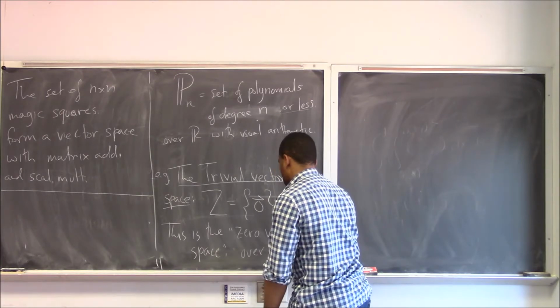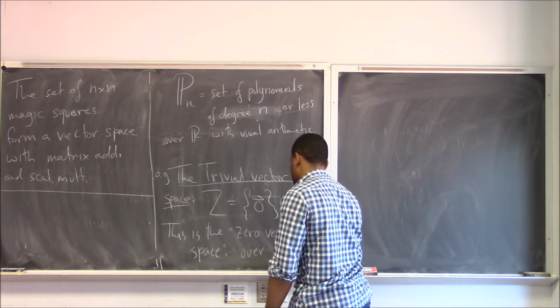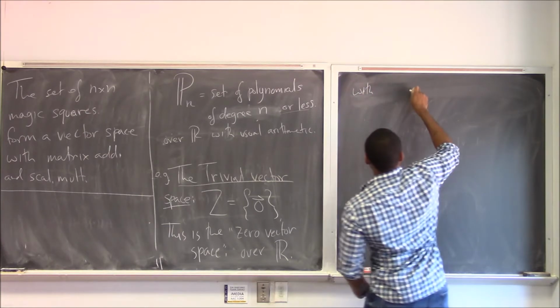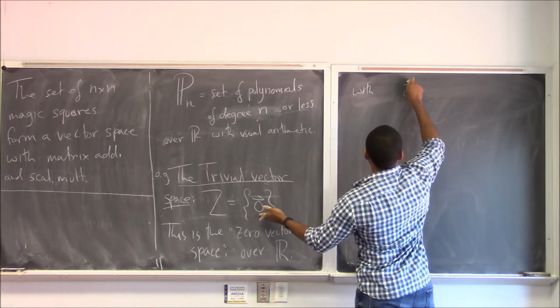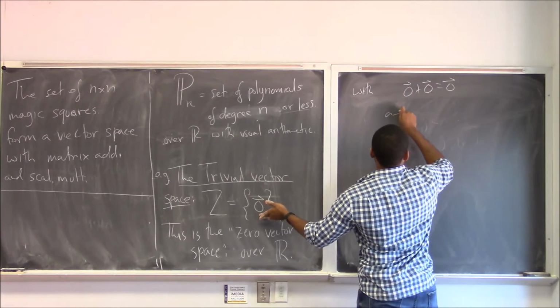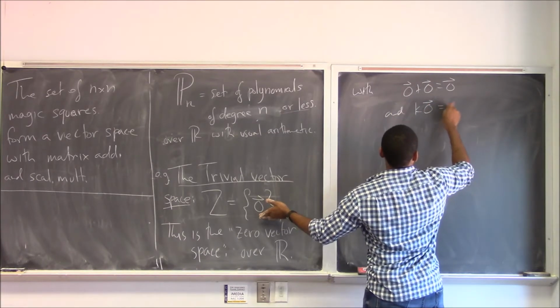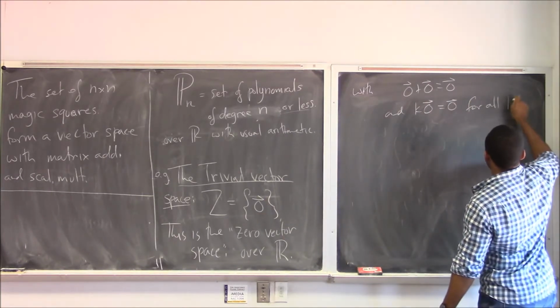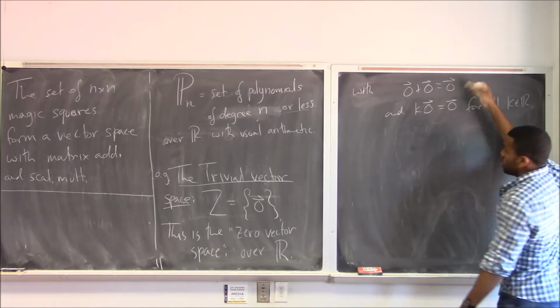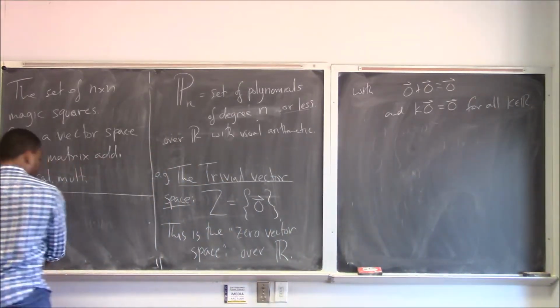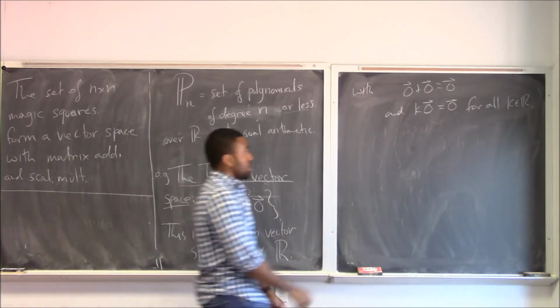It's easy to see that it'll work over any field, but let's just say it over R with the operation that takes any two elements in this set, adds them, and you get 0. And k times 0 equals 0 for all k in R. So with these two operations, this set is a non-empty set that forms a vector space. It will satisfy the 10 things.